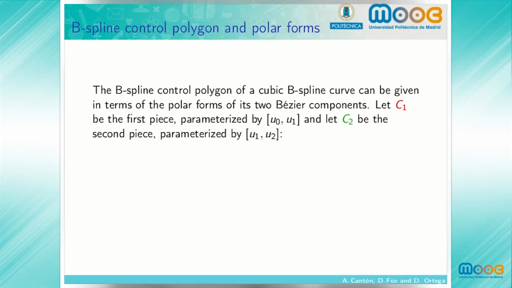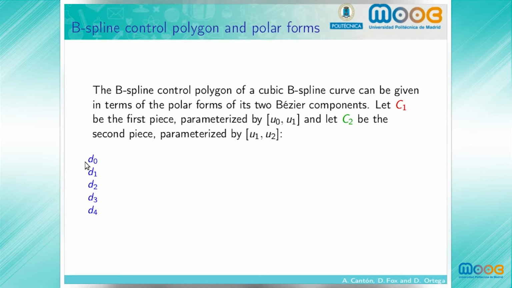The B-spline control polygon of a cubic B-spline curve can be given in terms of the polar forms of its two Bezier components. Let C1 be the first Bezier piece parameterized by U0, U1, and C2 the second Bezier piece parameterized by U1, U2.